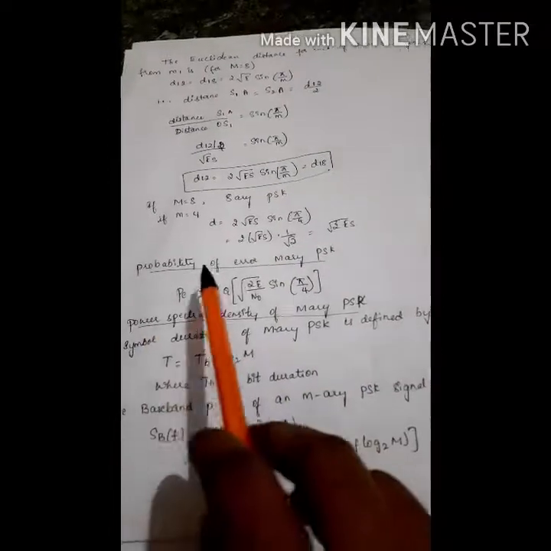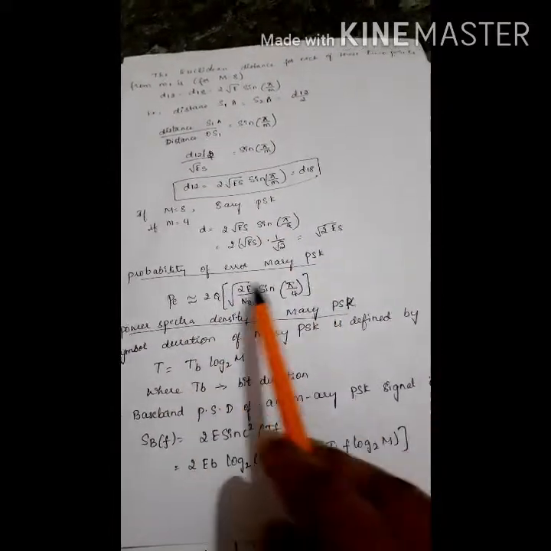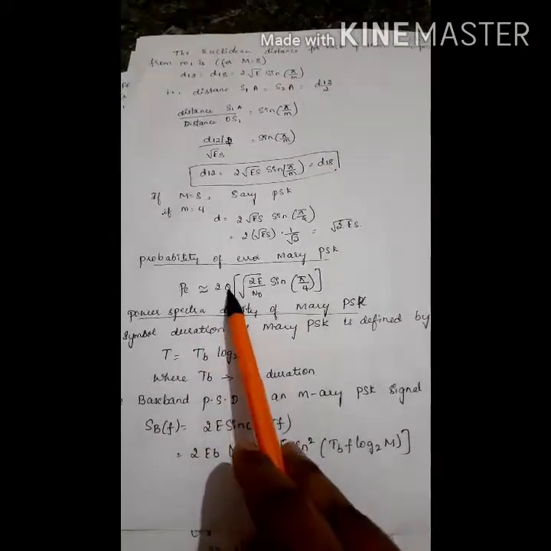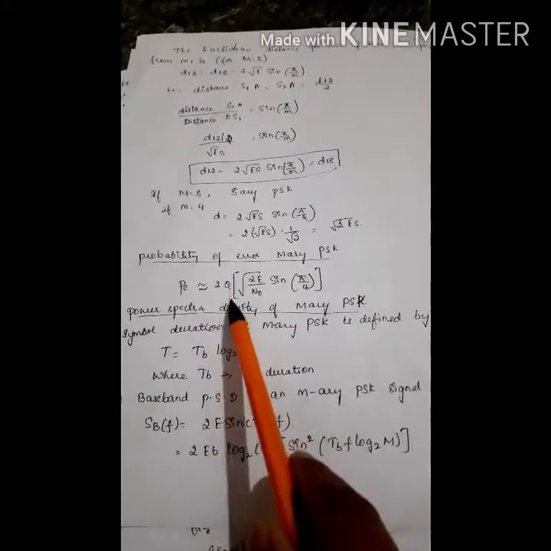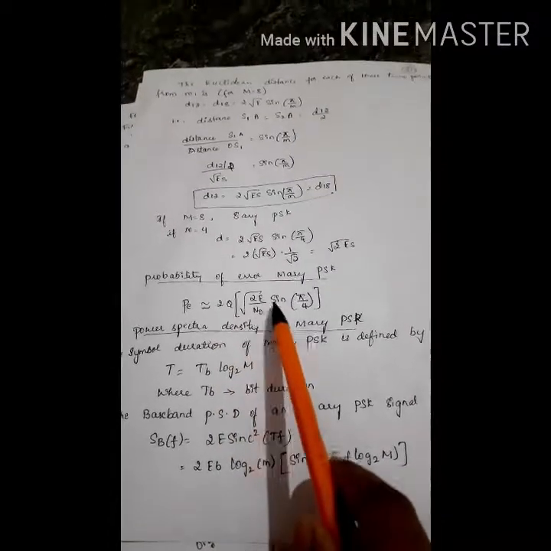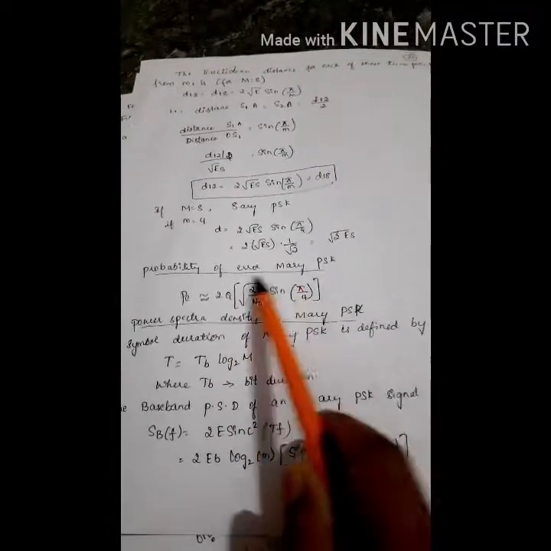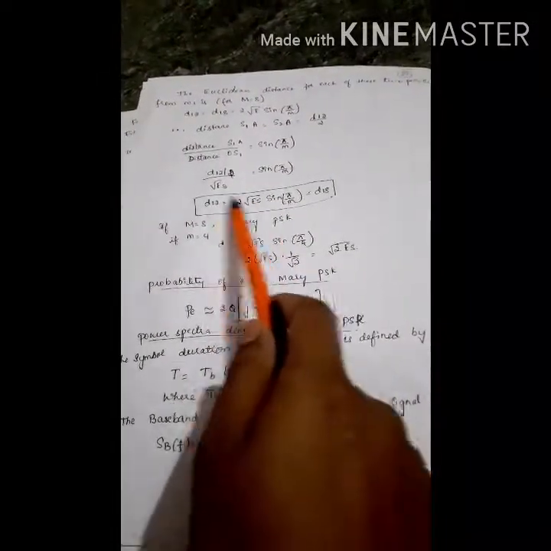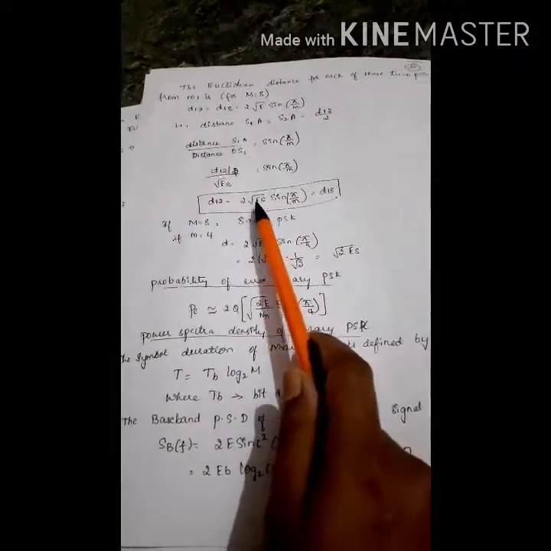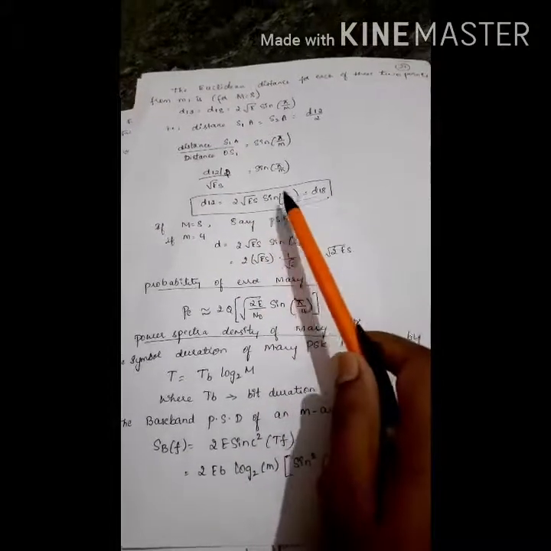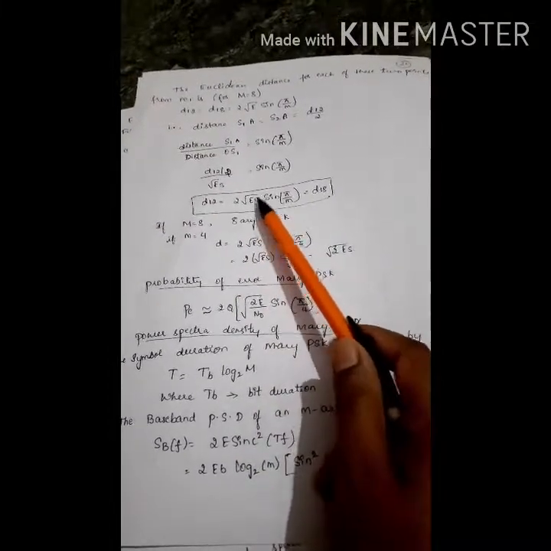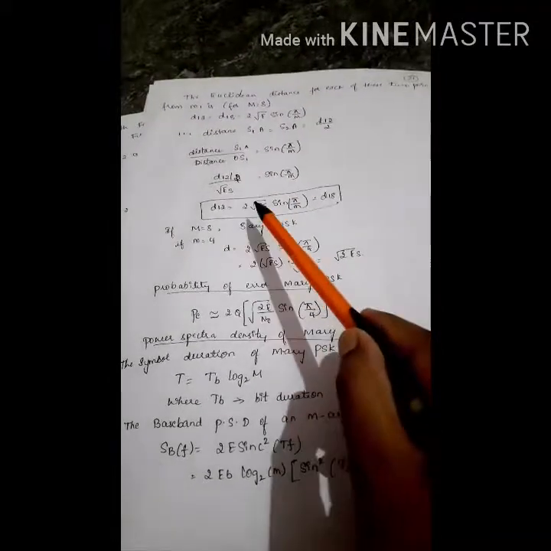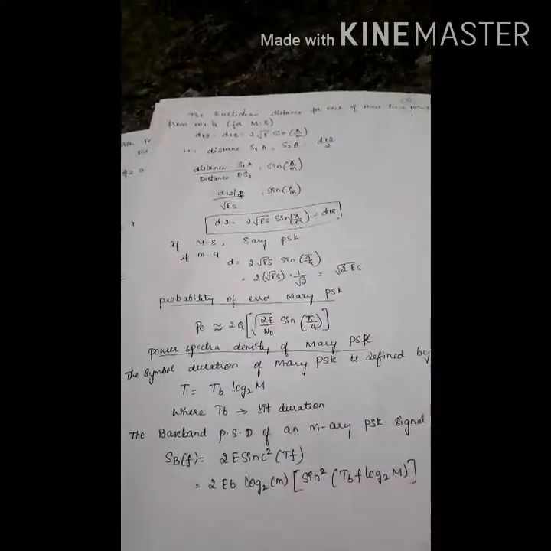Consider the probability of error of MSK PSK, given by P approximately equals 2 Q of square root of 2E by N naught into sine pi by 4. This is because we are calculating using the distance equation. This is the distance equation we have written here, that is 2 ES sine pi by 4. So ES can be changed as 2E by N naught.